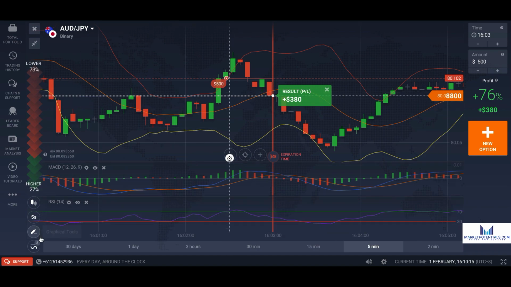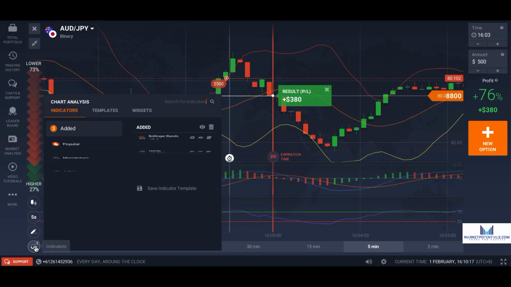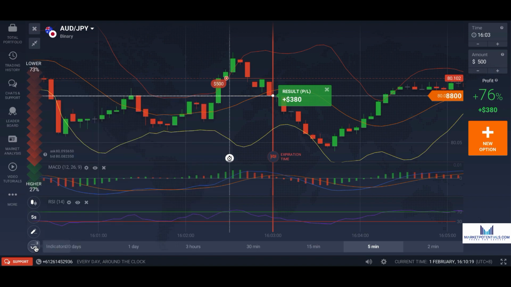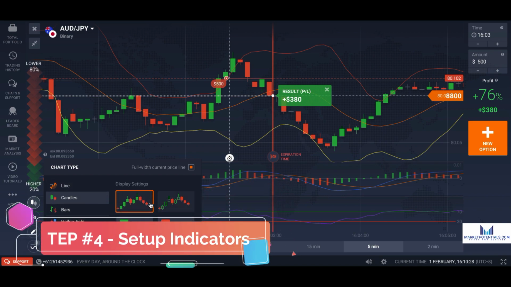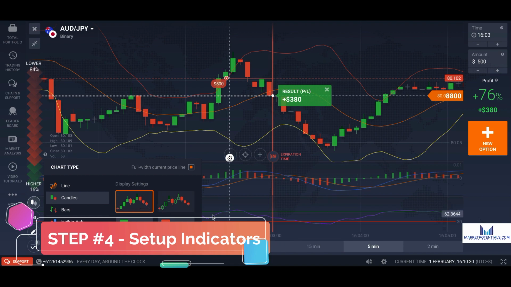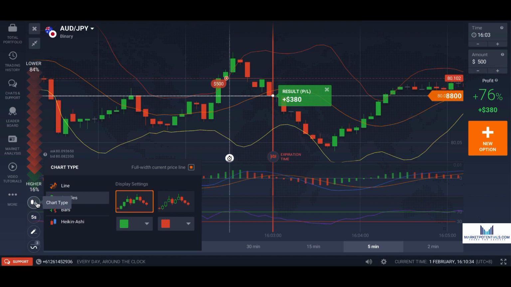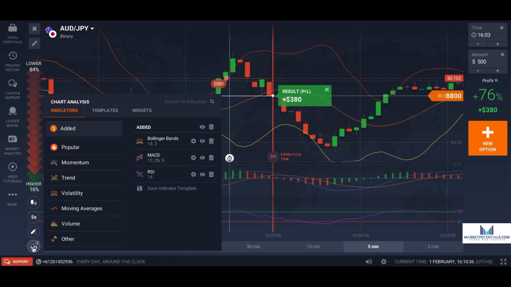The next thing you want to do is come down here to the indicator section. Sorry, before that you want to come down here to the chart type. I choose the candlestick, that's this one here. You also have lines and bars, but I just prefer candlestick. There are two display settings. I choose this, but you can choose whichever one you like. The next thing you want to do is pick the indicators.